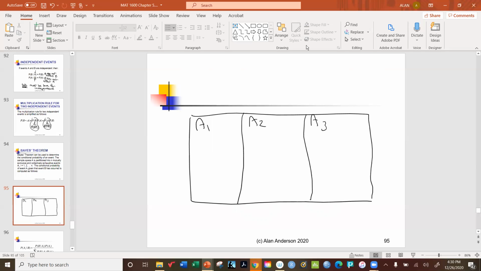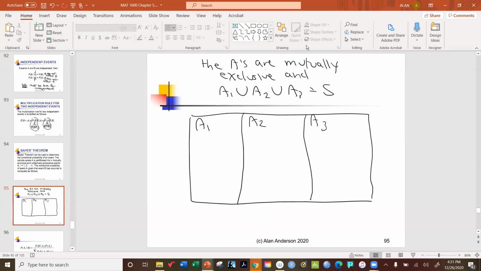Now, the important thing about these A's is that the A's are mutually exclusive. And their union is the entire sample space. So these events form what we will call a partition of the sample space.